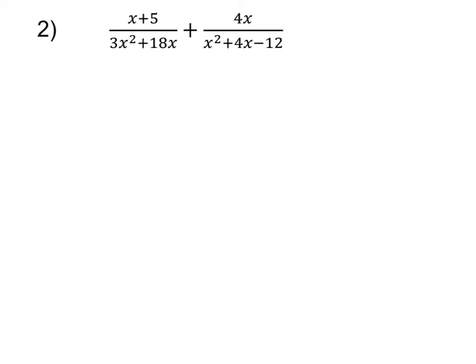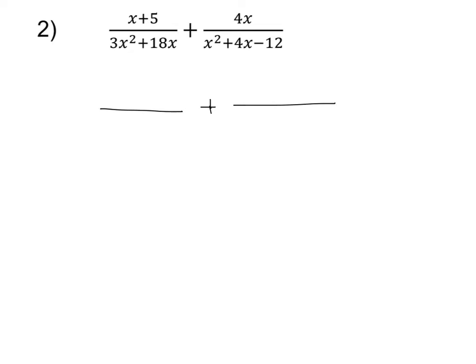For the second one, I would like you to do this one on your own. Use the same strategy. Factor your denominator, get a common denominator, and then add everything together. Please pause and do this one on your own. All right, let's check to see how you did.